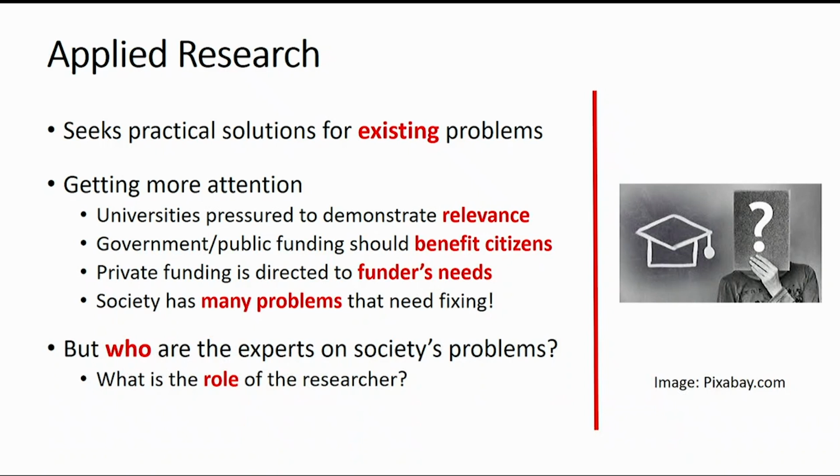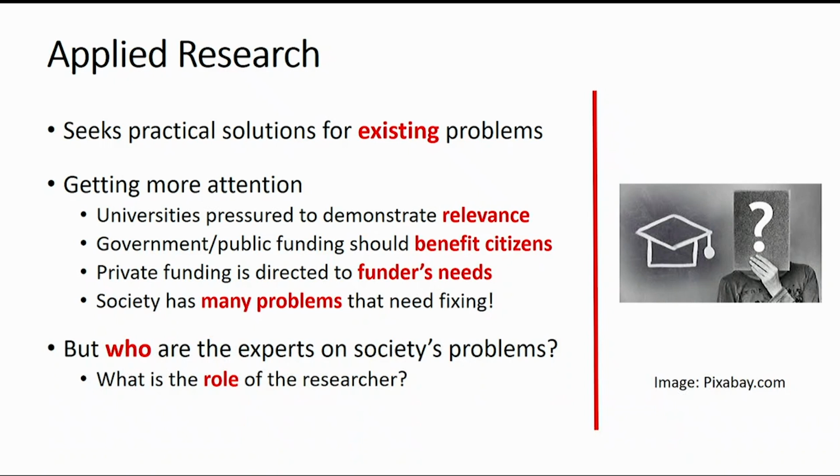This is getting more and more attention, I think, in general, not just for translation technology, but for many disciplines. There's a lot of pressure now for universities to demonstrate their relevance to society. And so we are being asked to provide solutions to problems that exist in society. And there's this feeling that if the research is funded from public money, it should benefit citizens in some way. And there's also the recognition that there are many problems in our world, so we want to do our part to help find solutions for them.